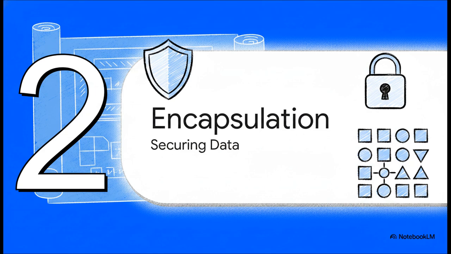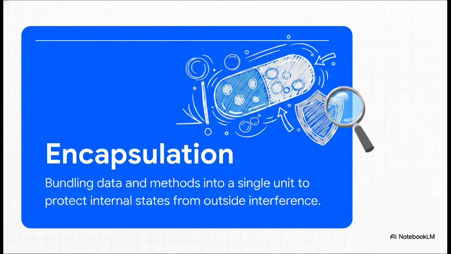Moving right along to Section 2, Pillar 1, Encapsulation. The word itself actually gives it away. Think of a standard medical capsule. The medicine, the active formula, is sealed safely inside. In OOP, encapsulation is that practice of bundling your data, like your variables, and your methods, your functions, into a single secure unit. By doing this, you are actively protecting the internal state of your object from outside interference.